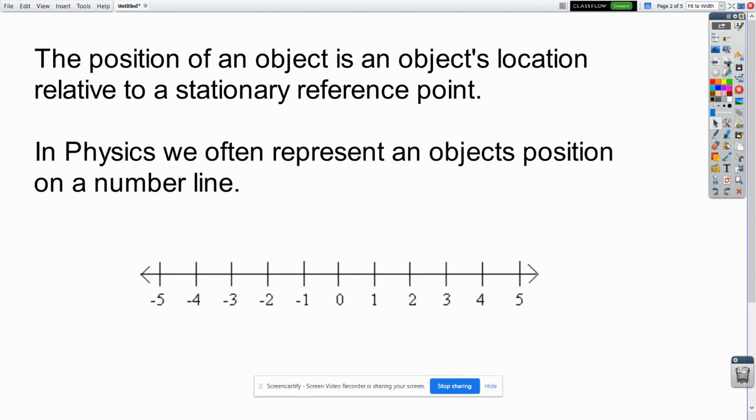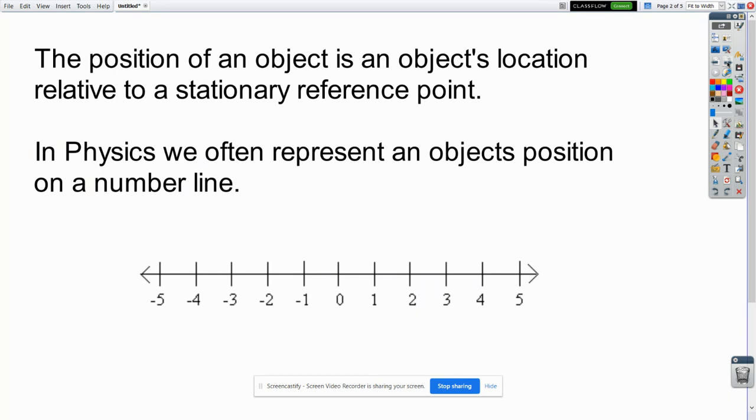So I'm sitting here right now at my kitchen table, and my cell phone is about 6 inches to the left of me. I'm describing the position of my cell phone. For my fixed or stationary reference point, I'm using myself, and I'm describing how far away and in which direction my cell phone can be found.